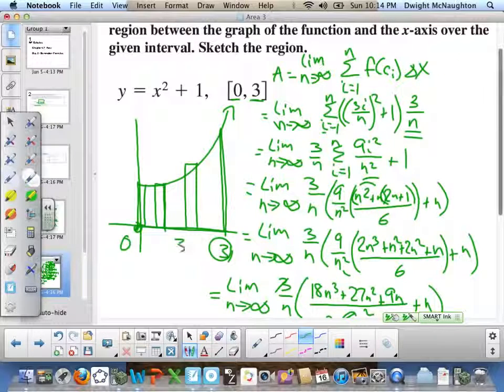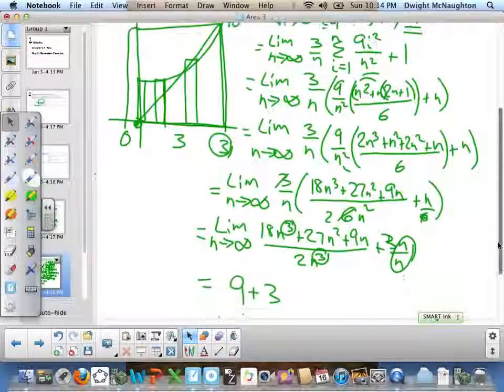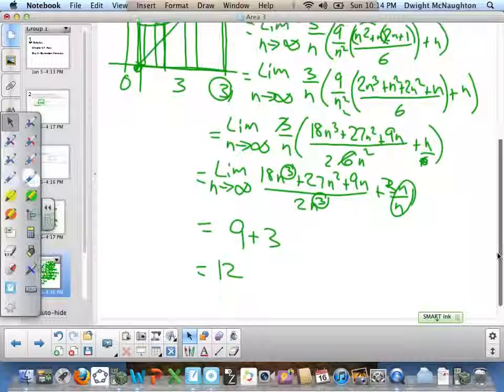And you can kind of estimate it. This is 3. 3 squared plus 1 is 10. So this is 30. It's a little bit around half of 30, which is around 15. So 12 is a pretty good value. 15 is a good estimate, 12 is the value.